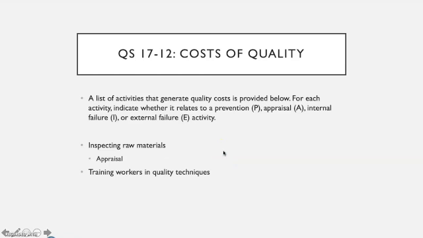Training workers in quality techniques. This would be prevention. When you're training your workers in order to make sure that the quality is up there, you're preventing any internal failures that you might experience in the future. Make sure that the quality is up when they first do it so that you don't have any issues going forward.